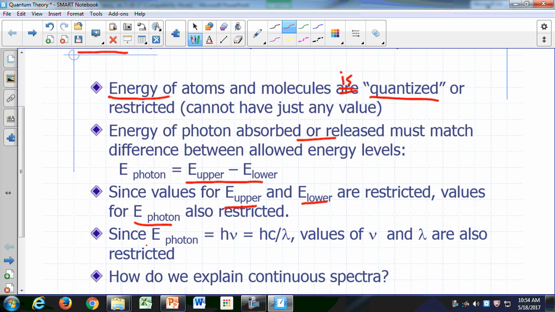So if there are restrictions in the energies of the photon, since we know energy of a photon is equal to h nu, or hc over lambda, where h, if you recall, is Planck's constant, c is the speed of light, and lambda is the wavelength. Since there are restrictions in the values of E photon, there must also be restrictions in the value of lambda. Thus, we can say atoms and molecules can only produce certain colors of light, certain wavelengths, not every possible wavelength.